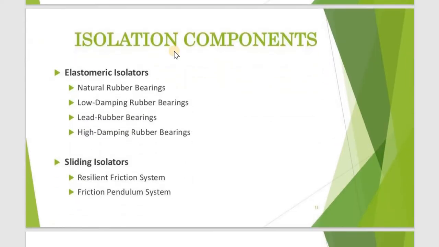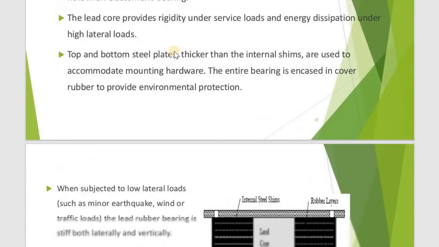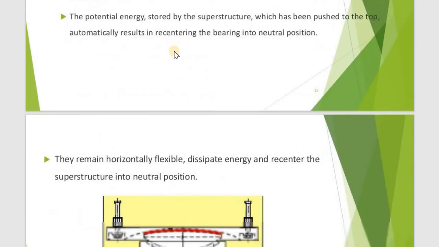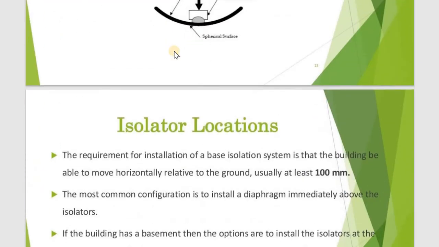Isolators can be of two types: elastomeric isolators and sliding isolators. These are mechanisms. Here it is a material. So based on that, there are different types. You just read it, just have an idea about this. When you are working as a practical engineer, it will be useful. So that is the reason I have given.